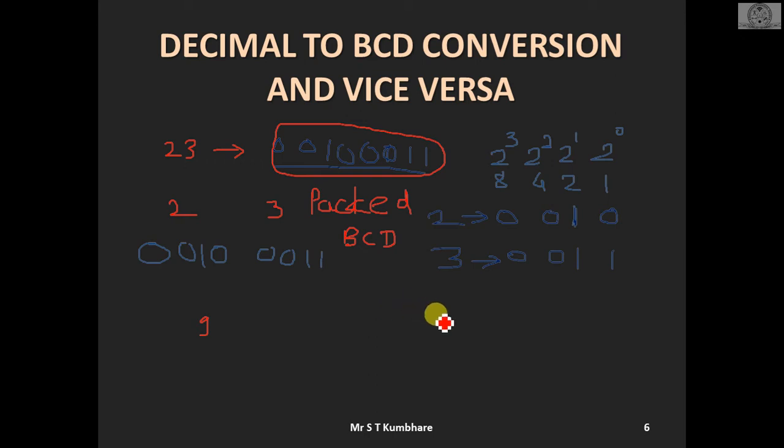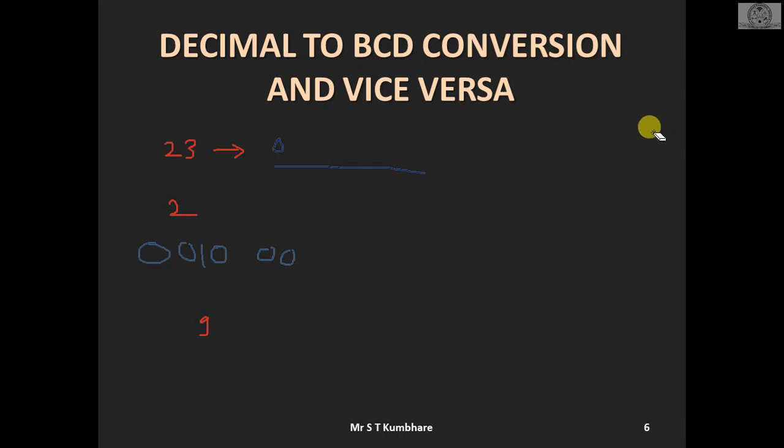Next. So I hope all of you got this decimal to BCD conversion. Just now we have seen that, now we will see the BCD to decimal conversion. How to do it? Let's clean up the board. Suppose the given number is 101001.